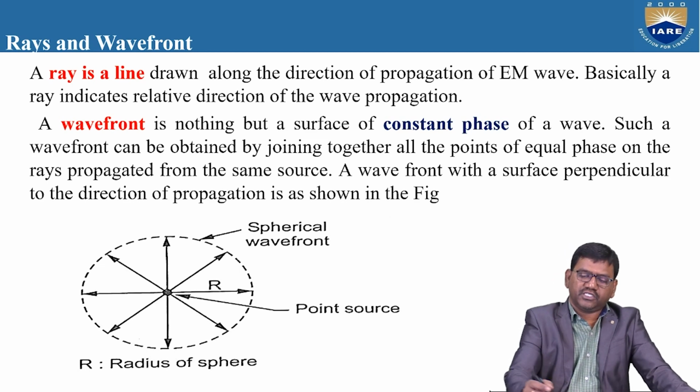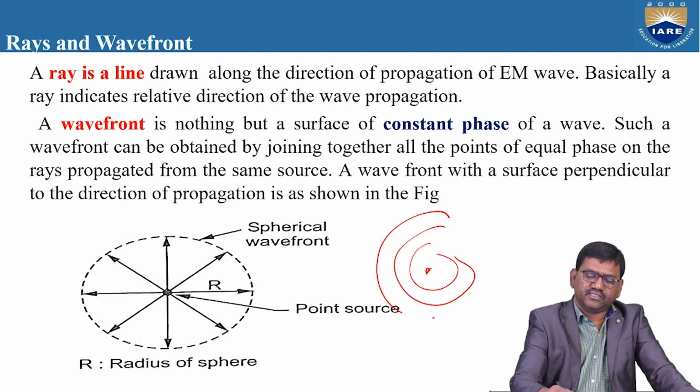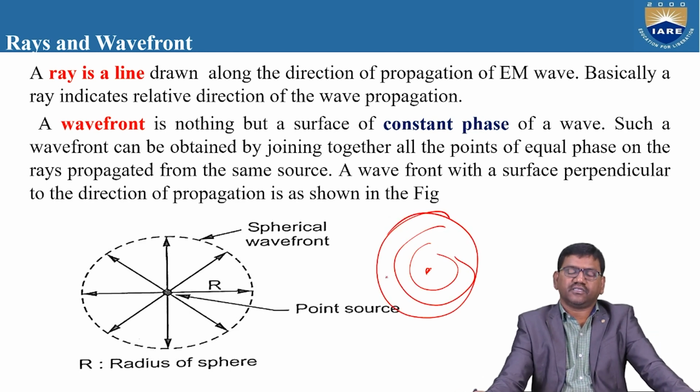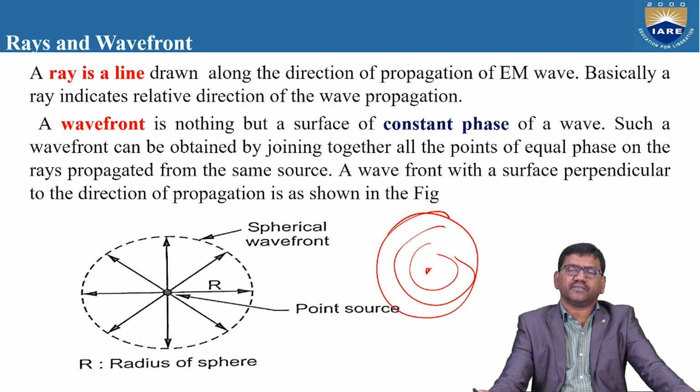So whenever we throw a stone inside the water, some circular waves are produced. These are known as wavefronts, which have a surface of constant phase of the wave. We can call it a circular wavefront. Such a wavefront can be obtained by joining together all the points of equal phase of the rays propagated from the same source.